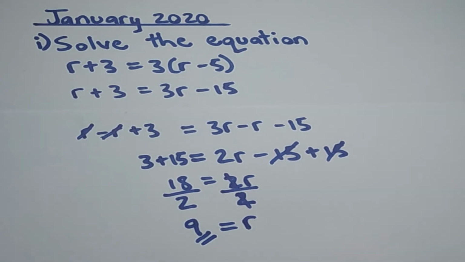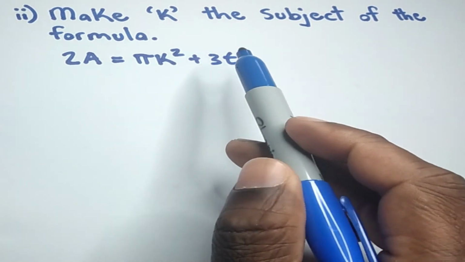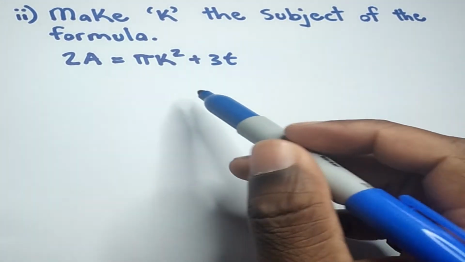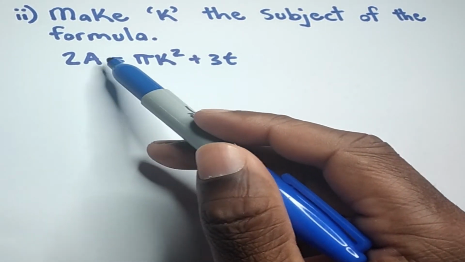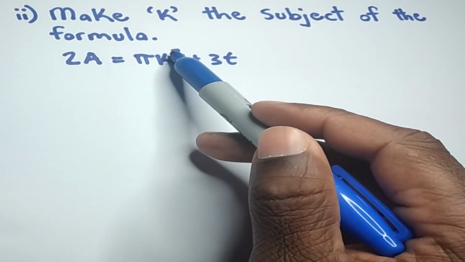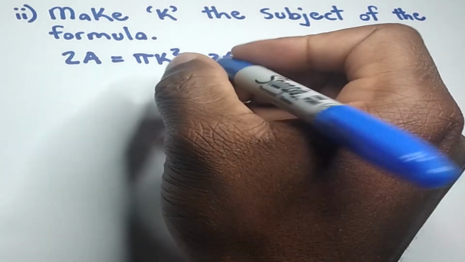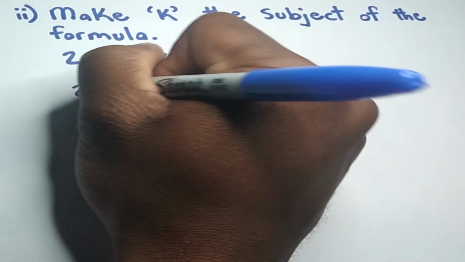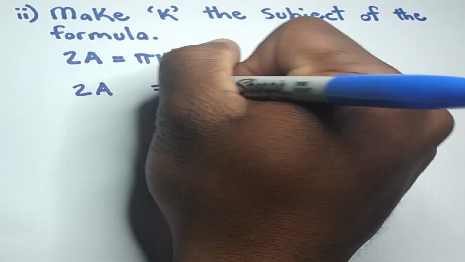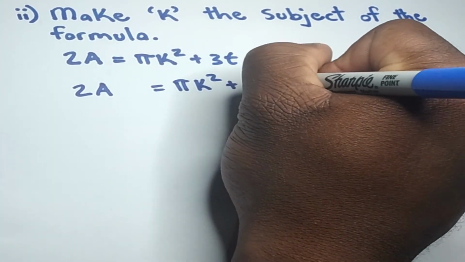Now let us look at part 2. So here we have part 2 of the question that was given on the January 2020 paper. Here they ask us to make k the subject of the formula 2a is equal to pi times k squared plus 3t. So the first move we are going to make is to get rid of this positive 3t right here. So we have 2a is equal to pi k squared plus 3t.